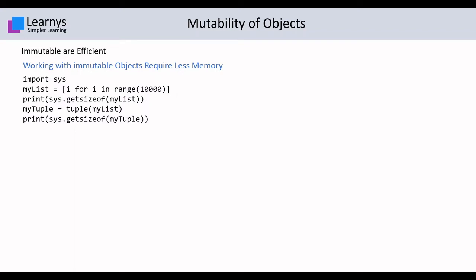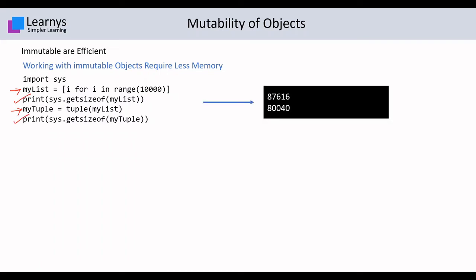Here, let's try to create a list and a tuple. And for both of them, we are going to find out the size. So first, we have created a list having some values in the range 10,000 and then we have tried to convert this list into a tuple. For both, we are trying to find out the size. When we run this, the sizes are such that the tuple is much more efficient than the list, as the size of the list is larger than the size of the tuple. So this is the first advantage.